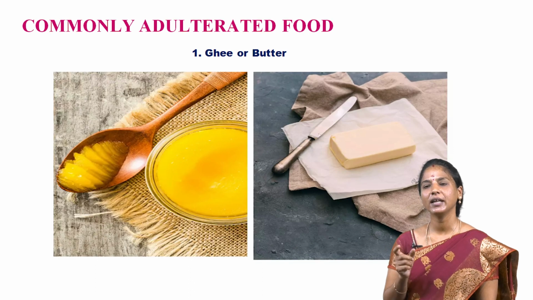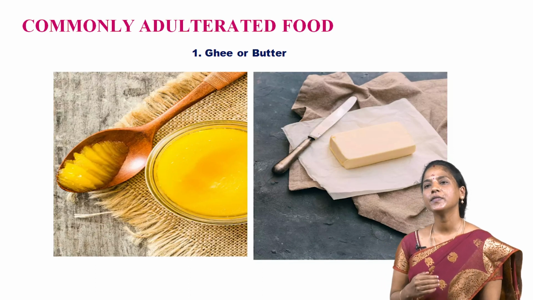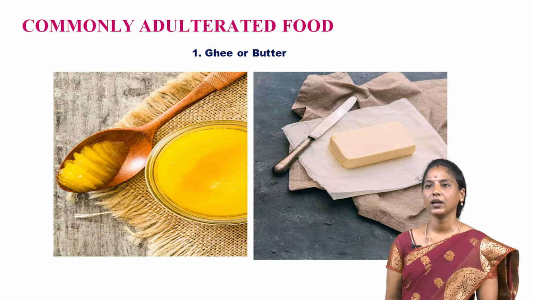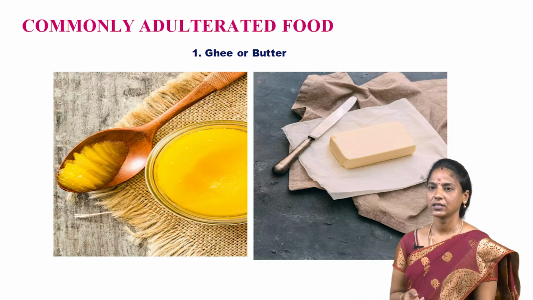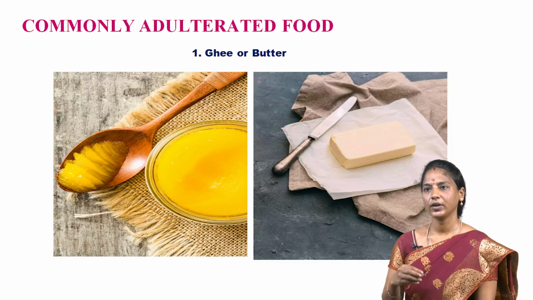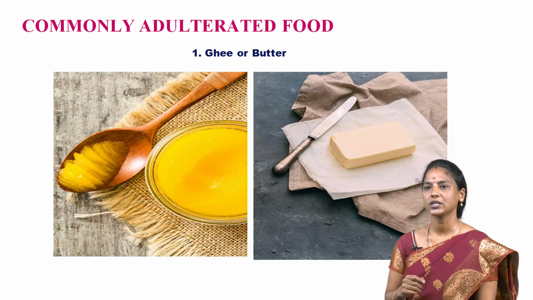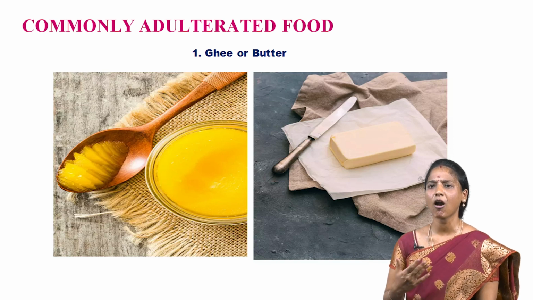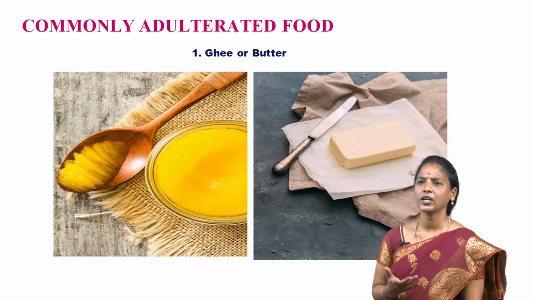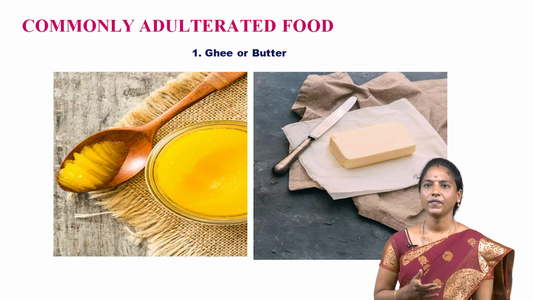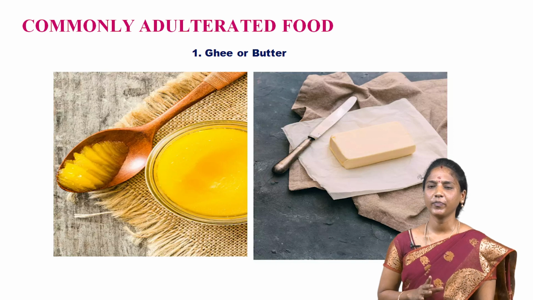Next one is commonly adulterated foods. Some of the most commonly adulterated foods in India are milk and milk products, oils, sugars, food grains, spices and condiments, fruits and vegetables, atta, pulses, coffee, tea, confectionery and non-alcoholic beverages, vinegar, raisins and curry powders.